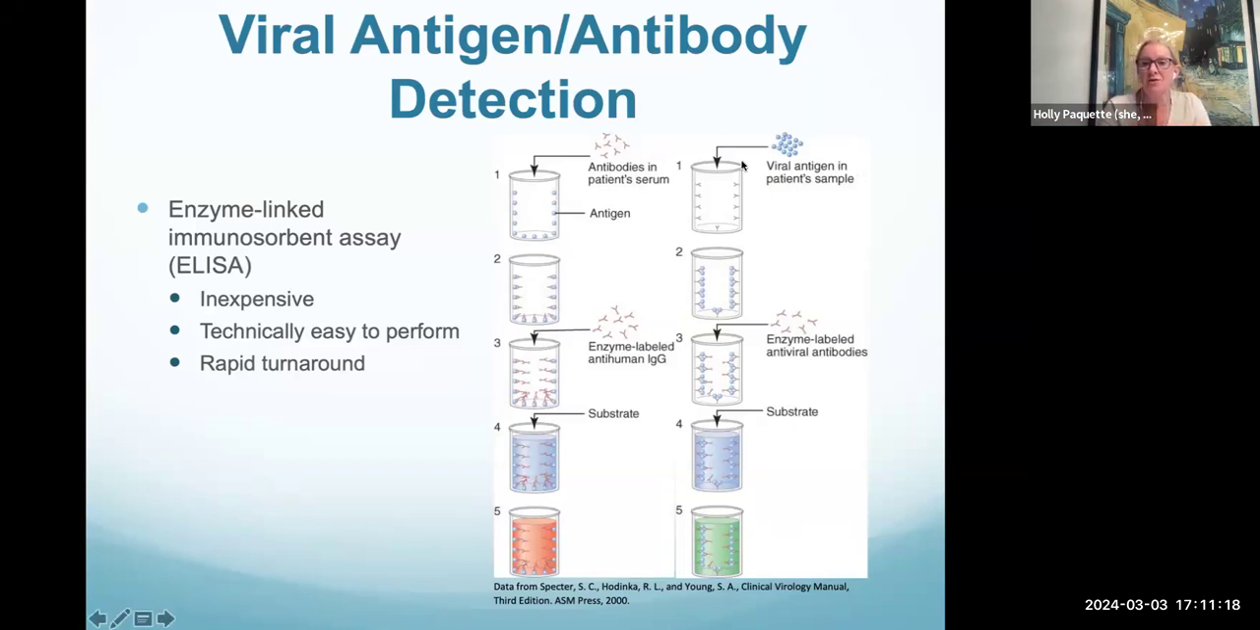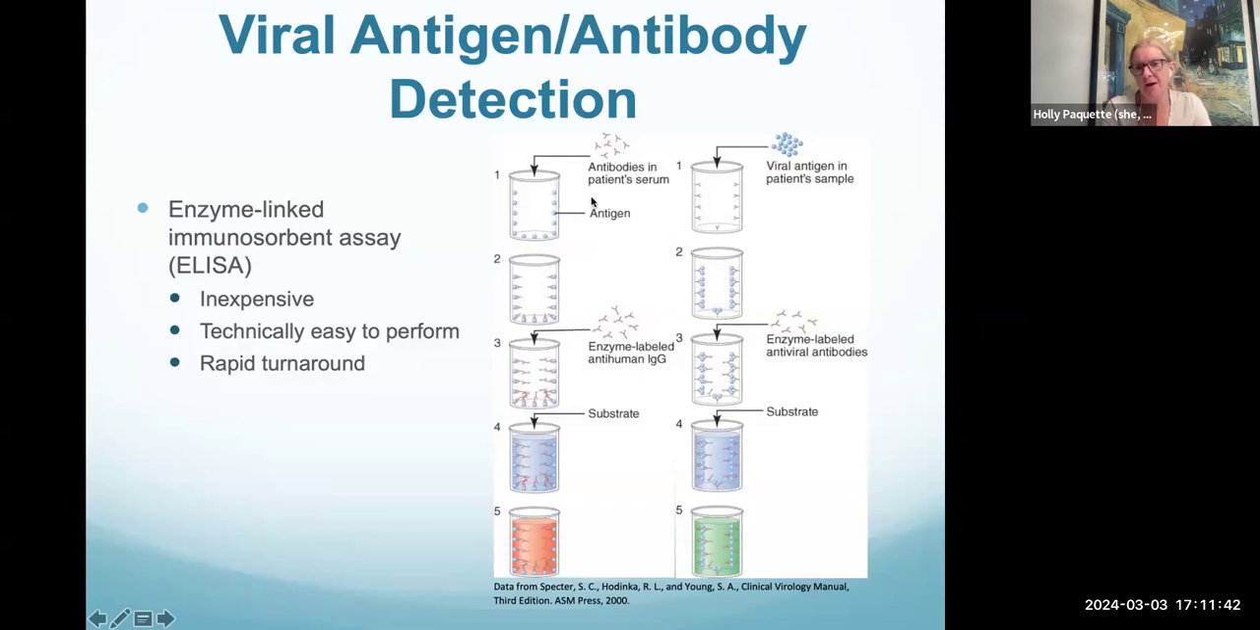Now, if I had added your sample up here and there was no virus there, nothing would have bound here. These enzyme labeled antibodies wouldn't have bound, we would have washed it out, and we added the substrate, it wouldn't change the color, and that would be a negative test. But in this case on the right, this is a direct assay, which means that we are looking for the antigen. We can also do what's called an indirect.